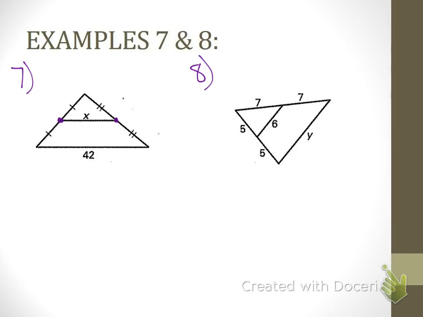So what do we think X is? 24? Yeah, we're getting closer. 21. So this segment inside, X, should be equal to half of the side that it doesn't touch out here, the 42. So that would make X 21.